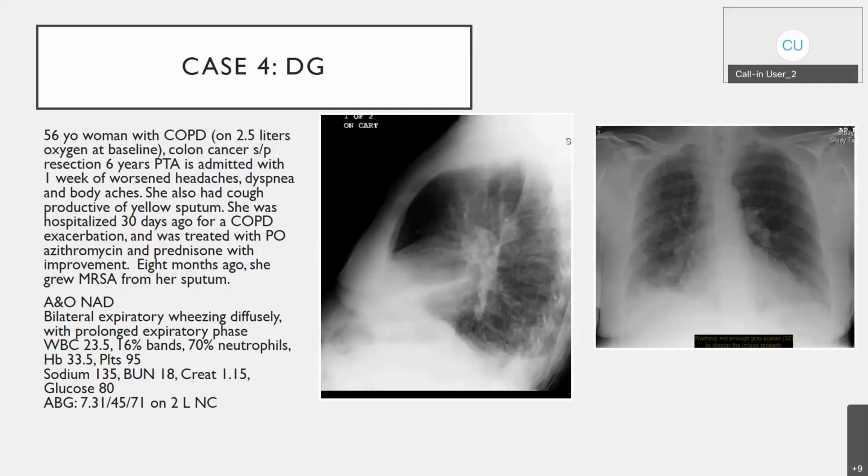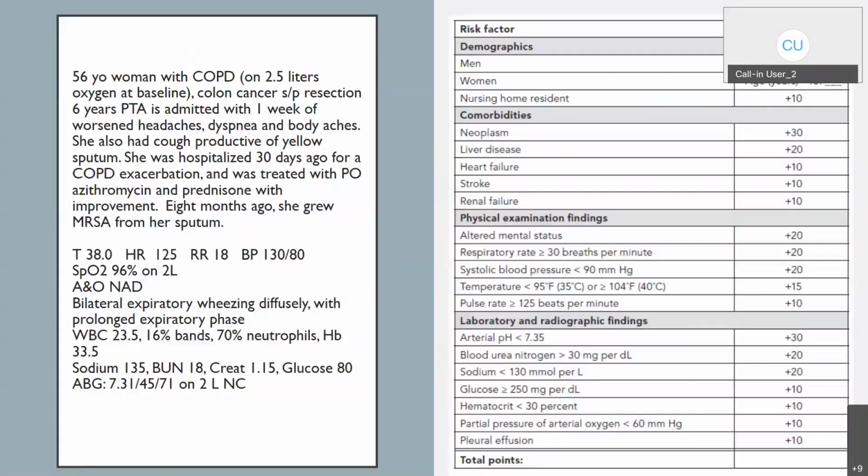Her exam is notable for bilateral expiratory wheezing and a high white blood cell count, 23.5, 16% bands, 70% neutrophils, and her ABG is listed there. I forgot to put the vitals on this slide, but they're here for you. So why don't we calculate her PSI.